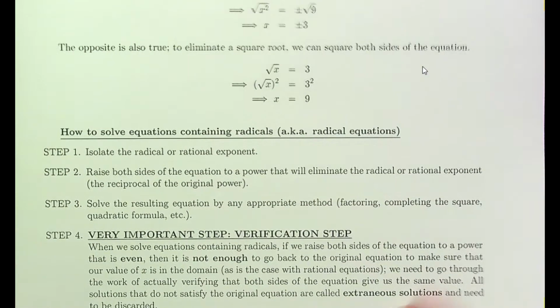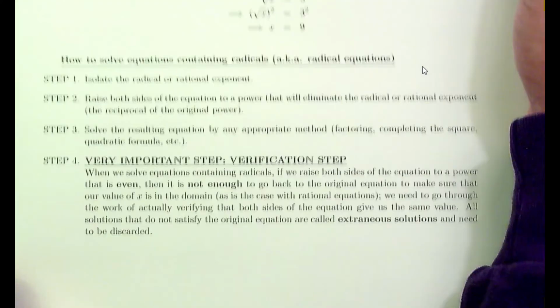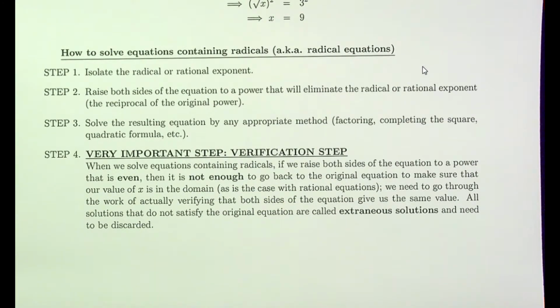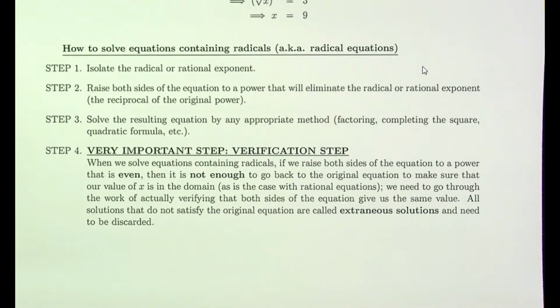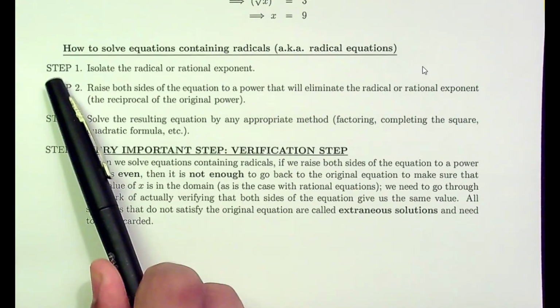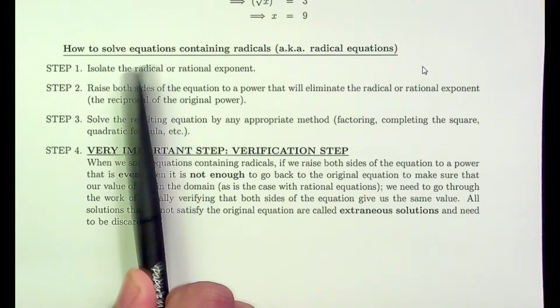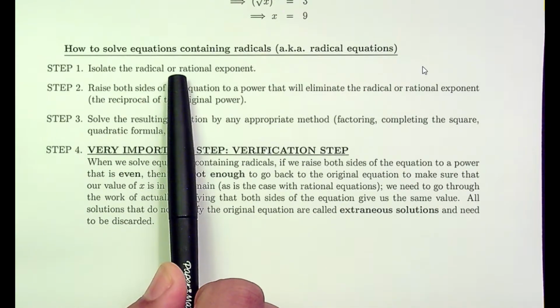Okay, so now let's summarize the steps on how to solve equations containing radicals. There are 4 steps: 3 for actually solving the equation, and a 4th step that is just verifying that what we found works, which is very important. Here are the first 3 steps for finding the values of x. Step 1 is to isolate the radical or rational exponents. This method actually also works for equations that have rational exponents, but we're going to focus on the radical ones.